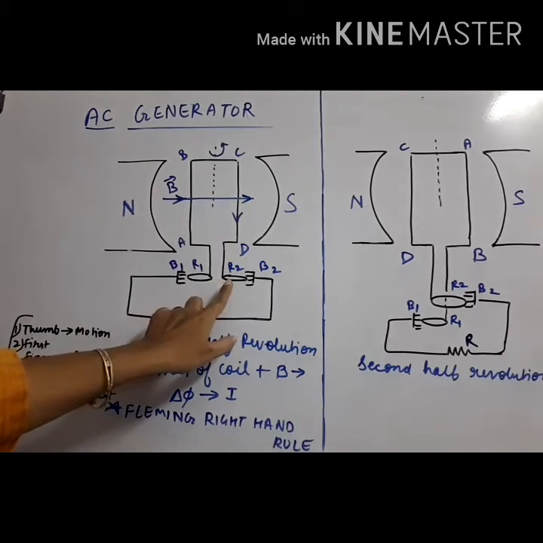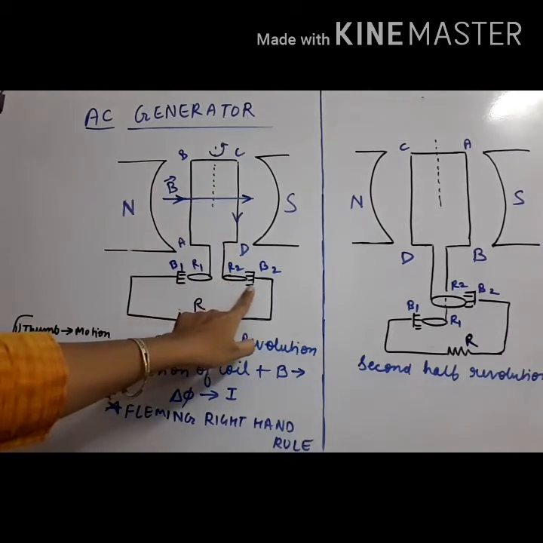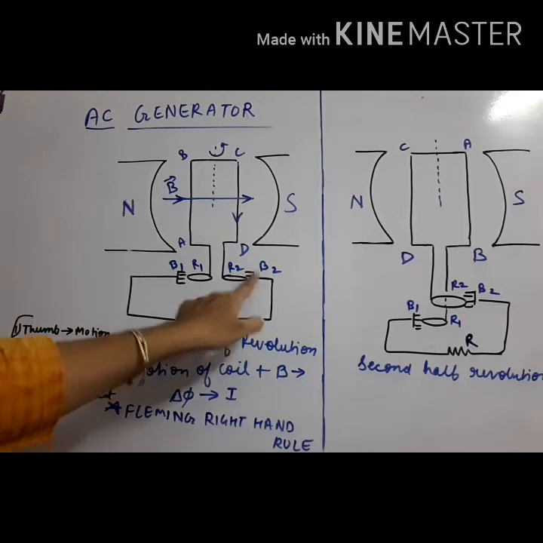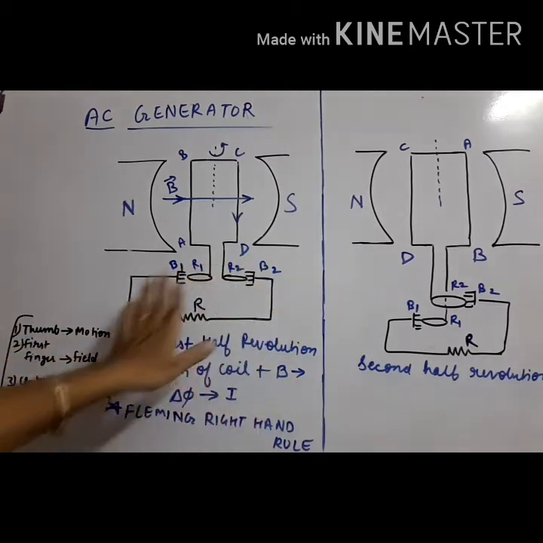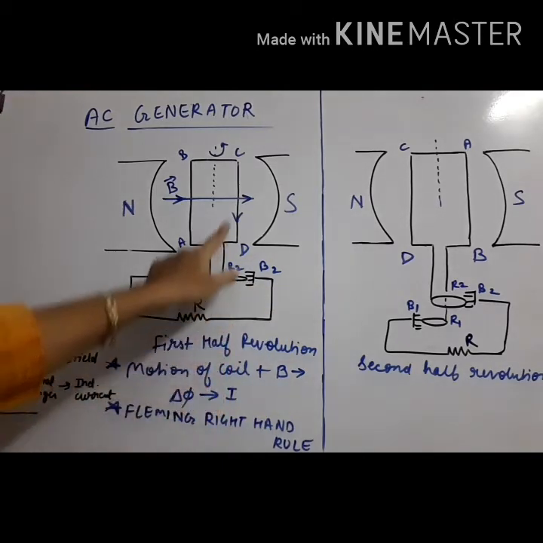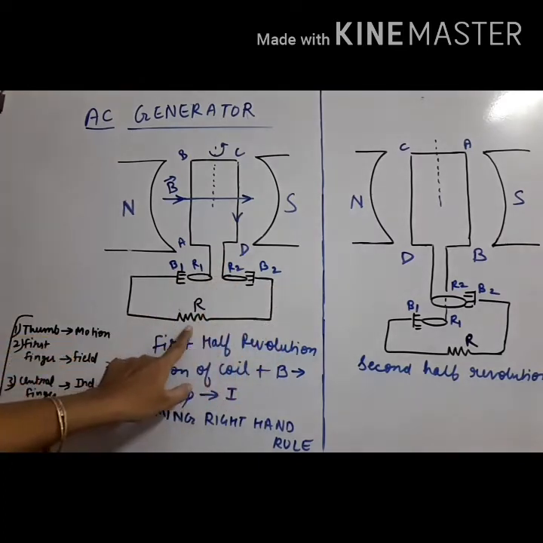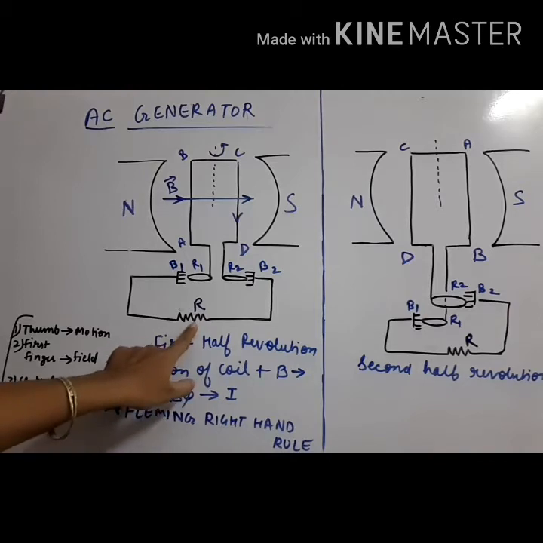By ring and brush arrangement. This is ring and this is brush. Everywhere it will be like this for contact. Okay, now in the external circuit we should connect a load which will tell us whether current is flowing or not. Okay, so here we will get the current.